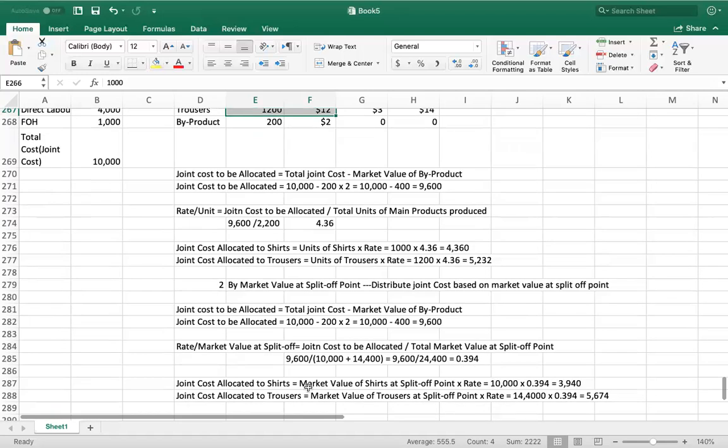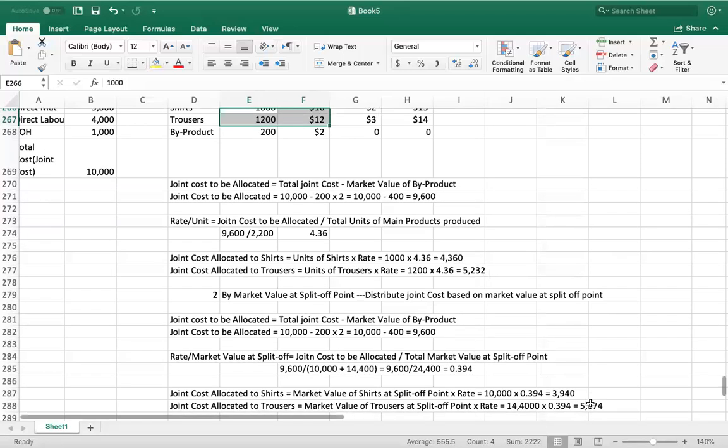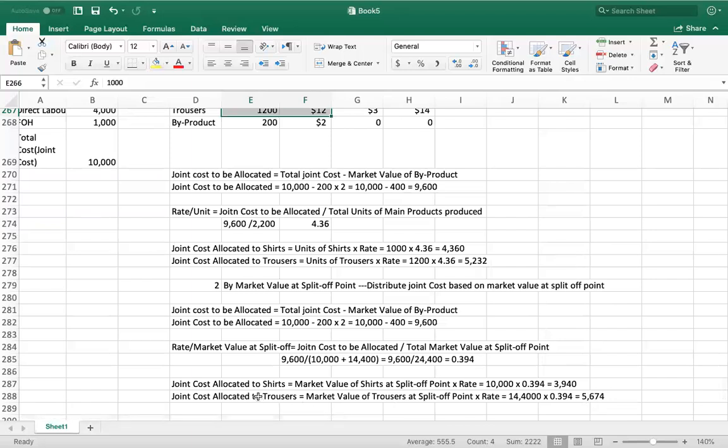Now the same way, the cost to be allocated to shirts is the market value of shirts at separator point multiplied by the rate. Market value at separator point is how much? Shirts 10,000 multiplied by rate 0.394 gives you 3,940. Similarly for trousers, total market value of trousers 14,400 multiplied by the same rate 0.394, so 5,674 will be allocated to trousers. So this is the second method.